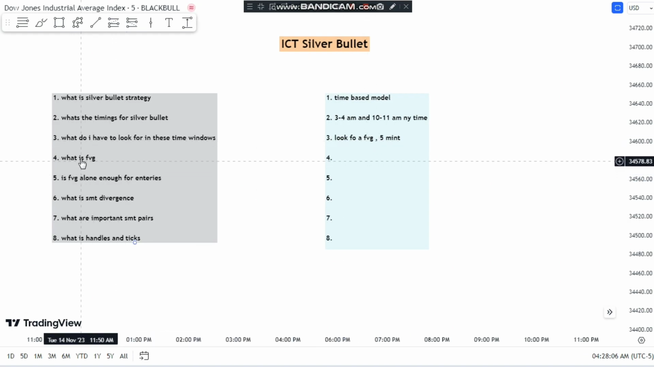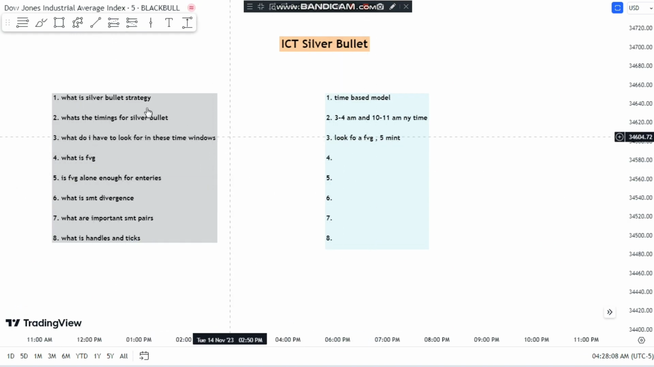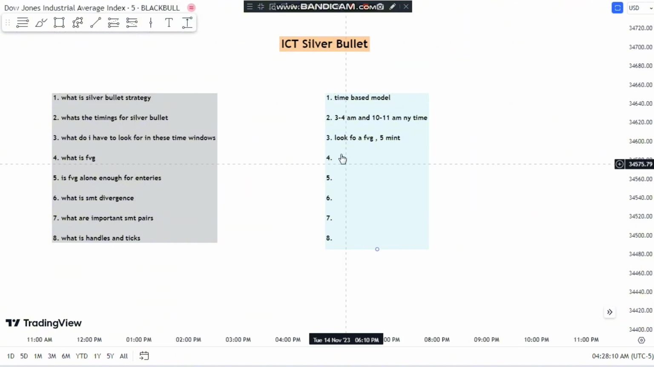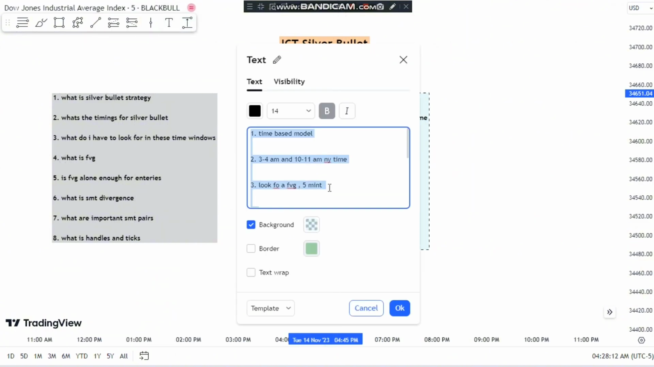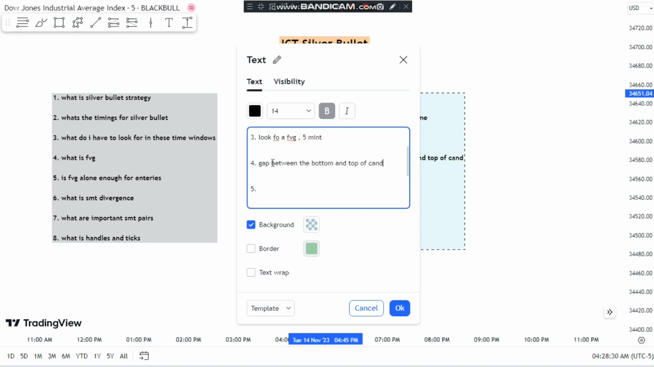Okay, what is FVG? So let me write it. I showed you, it is the gap between the bottom and top of candles. Okay, it is the gap between the bottom and top of candles.